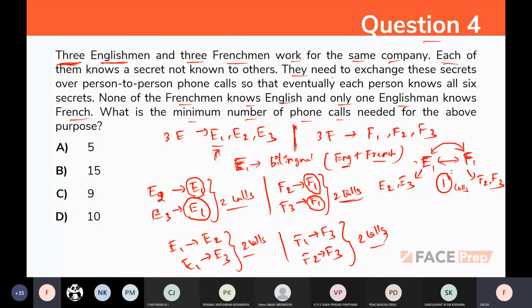Yeah, 9 is the answer. So 2 plus 2 plus 2 plus 2 plus 1. Okay, so 9 is the minimum number of phone calls we can make to transfer all the secrets between these men.